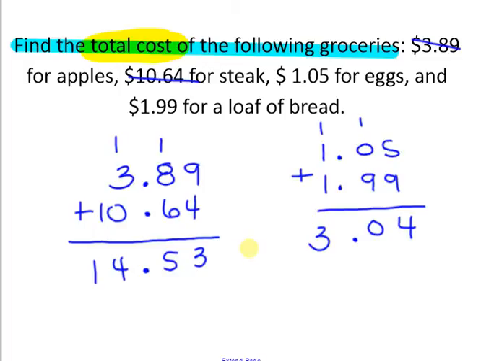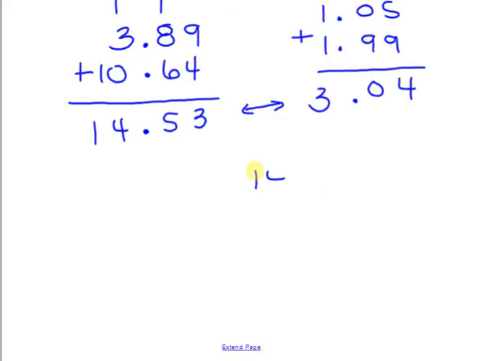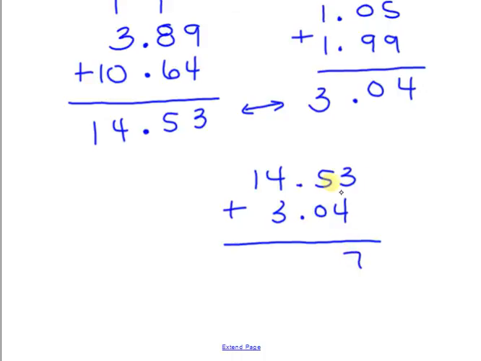Now my last step is to join these two guys together to get my total price. So I have 14.53 plus 3.04. 3 plus 4 is 7. 5 plus 0 is 5. 4 plus 3 is 7. And then 1. So my total price for groceries is 17.57.